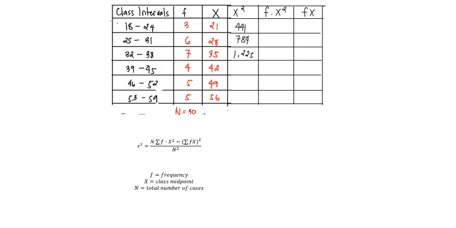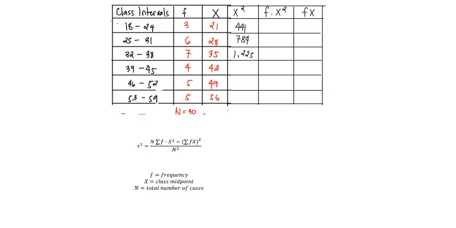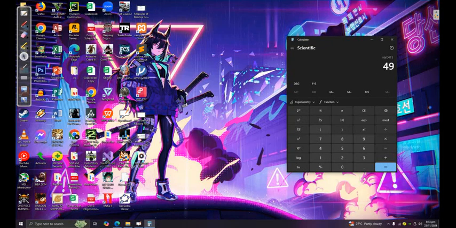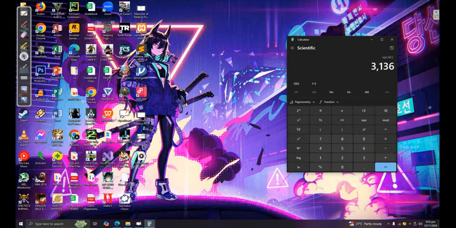And we could also have 42 times 42, which is 1764. Okay, 49 times 49, which is 2401. And then 56 times 56, which will give you 3136.